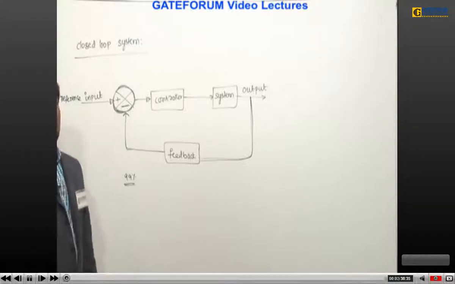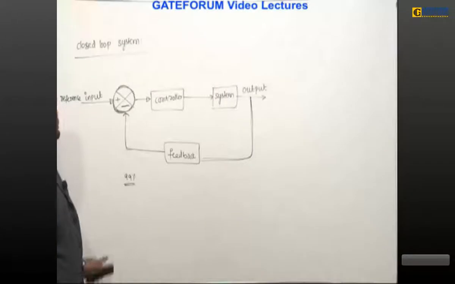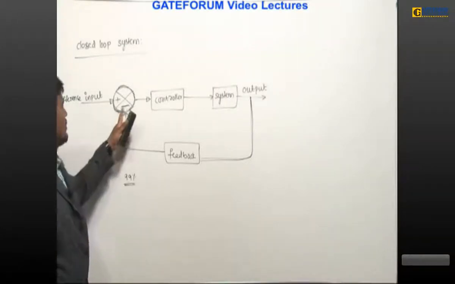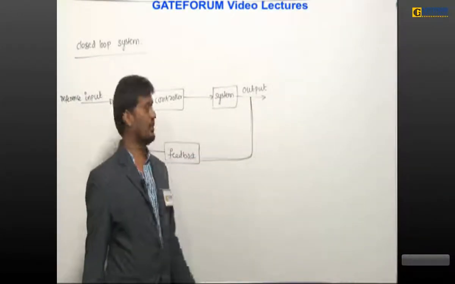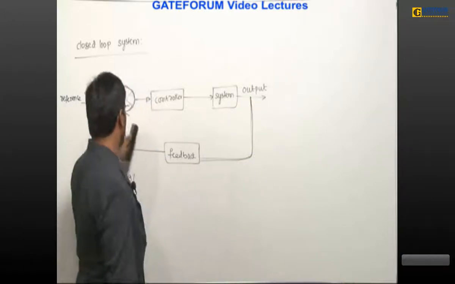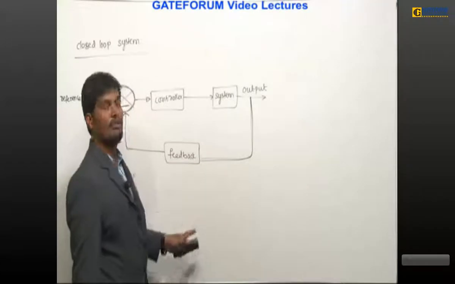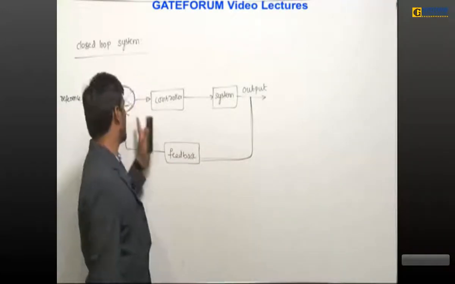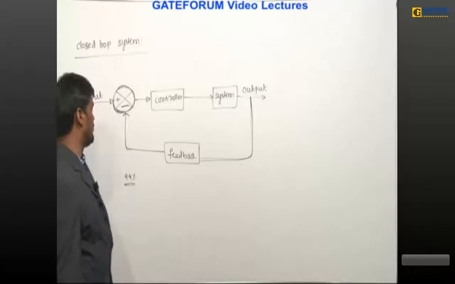We will continue about closed loop control systems. In an open loop control system, we have reference input, then controller, then system, then output. There is no sensor. In a closed loop control system, there is a connection from output to input with the help of feedback. Feedback is also called sensor, that is negative feedback.